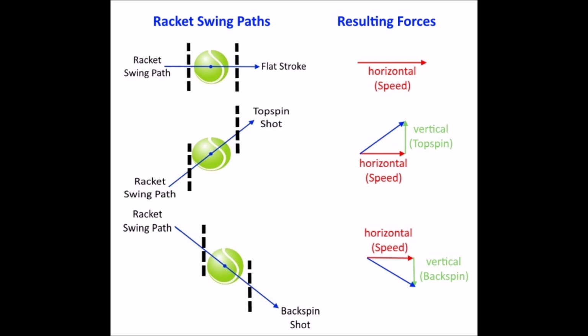You can divide the force of each tennis shot into a horizontal and a vertical part, where the horizontal part stands for speed and the vertical part stands for spin.